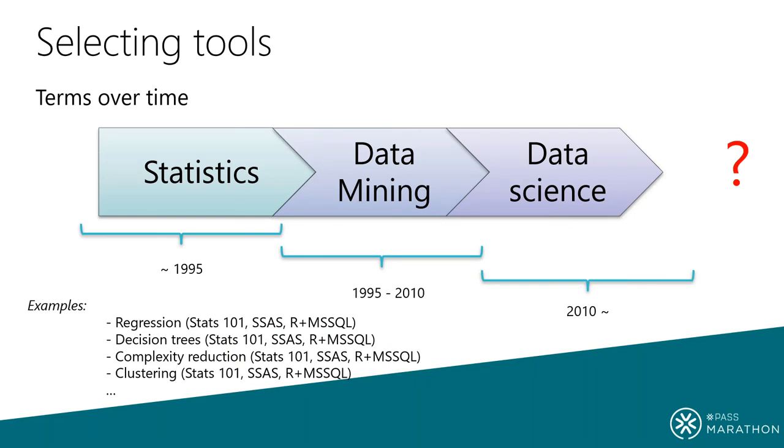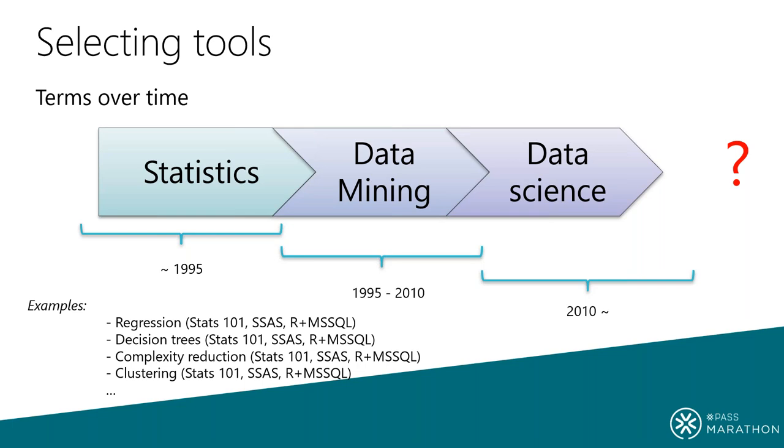Selecting tools: nothing has literally changed over time, only the terms. If you go back to the 90s, we used to talk about statistics. Between 1995 and 2010, data mining emerged. And then in the past 7, 8, 9 years, all of a sudden data science emerged. All those terms have the same algorithms behind them, as you can see: regression tree, decision tree, clustering, dimensionality reduction, naive Bayes, and stuff like that. Literally the same algorithms, but just the terms have changed over time.